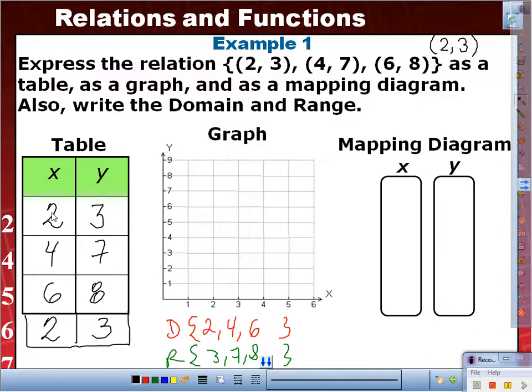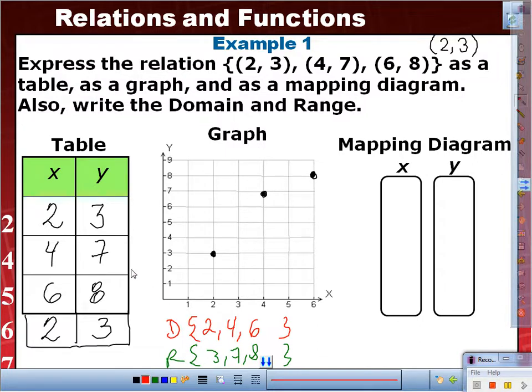All right, let's plot this. 2, 3. 2, 3 is right there. 4, 7. 6, 8. And 2, 3. It's already there. I'll put it again, but it's the same point. So far, so good? Okay. Put your utensils down. Now, let me go over the mapping diagram. This is the one that is very special, and make sure you understand it.